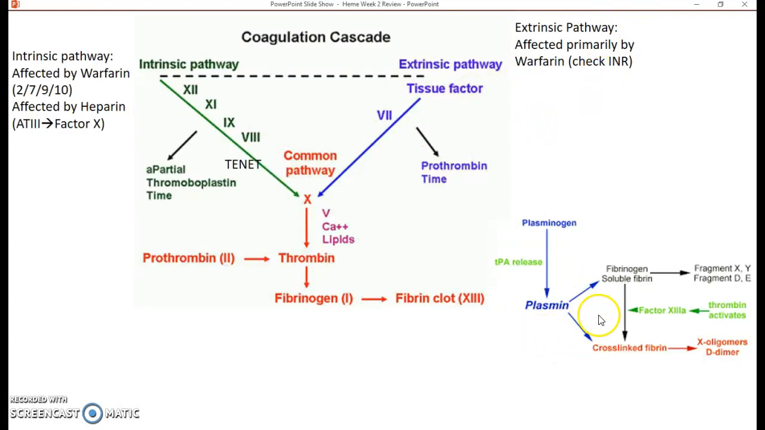Remember, fibrin, soluble form of fibrinogen. When that's broken down, it forms a D-dimer. We'll talk about that a little bit later. So basically, if there's any clot formation, you're going to start to be breaking it down, and you're going to have an elevated D-dimer.